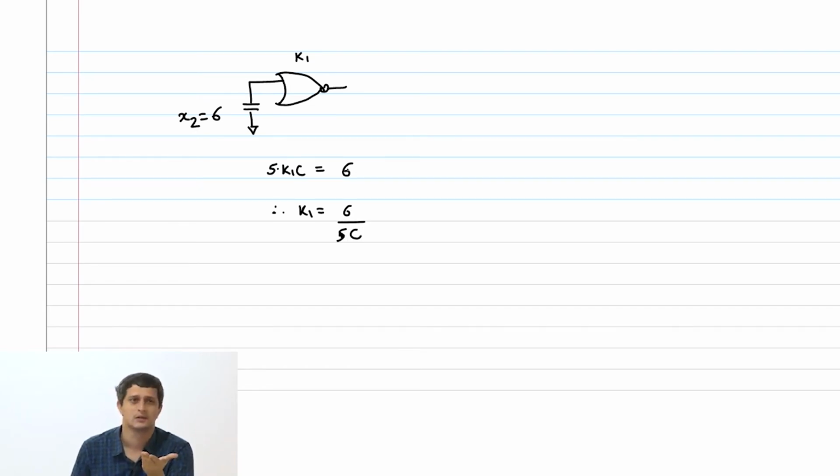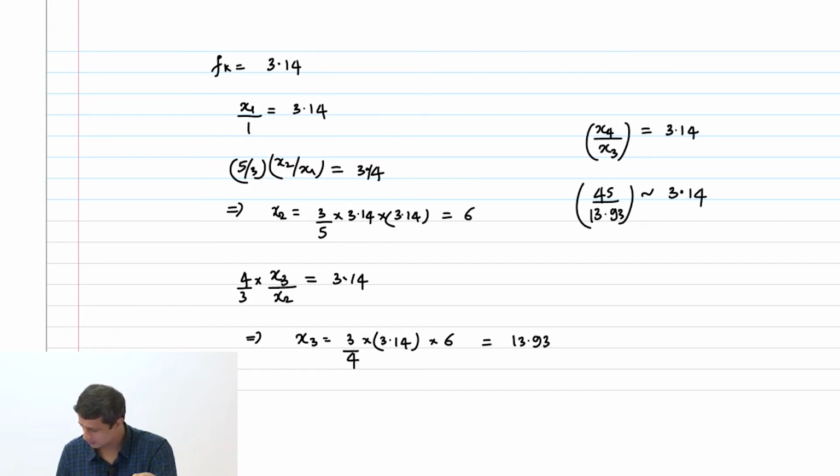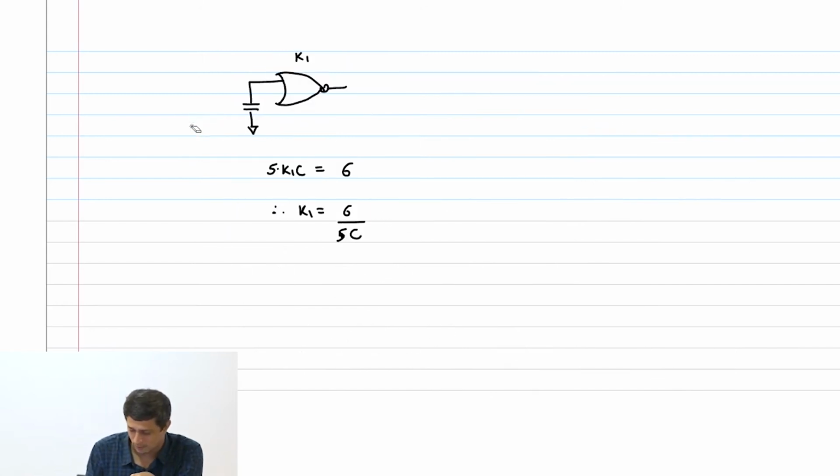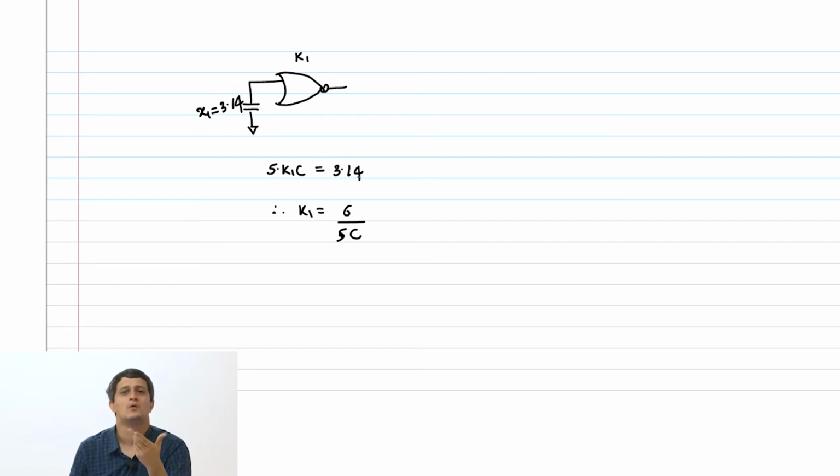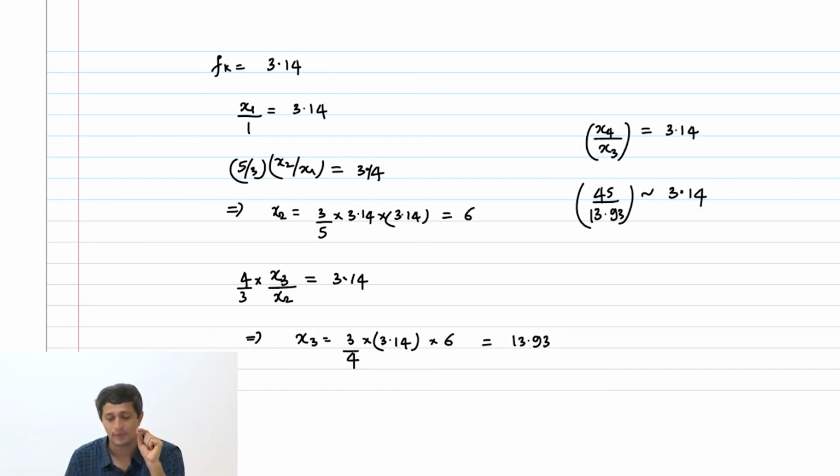But what is 6? We said that the unit, x1 is it? That's the variable that we use. Sorry, no, you're right. x1 equal to 3.14. Okay, 3.14. But what is 3.14? We said the capacitance gets scaled based on the unit inverter's capacitance, right?